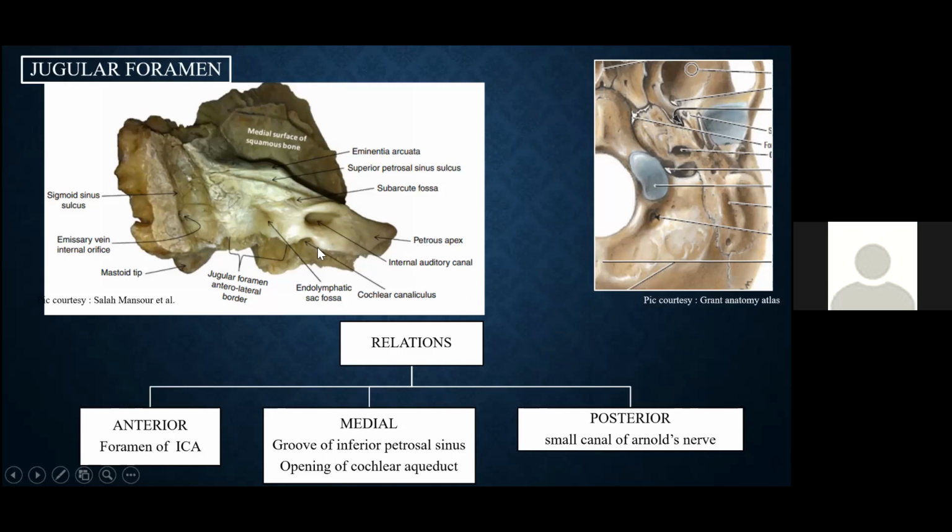Like in this picture, if you see, this is the jugular foramen area, which is not articulated with the occipital bone. So we can imagine this is the part of the petrous contributing to the jugular foramen. So it has a groove posteriorly for the Arnold's nerve, and the medial surface is related to the cochlear aqueduct and also the inferior petrosal sinus, which will be running. You can imagine roughly like here, the inferior petrosal sinus, and anteriorly the carotid canal or the opening of the internal carotid artery has relations to this jugular foramen.